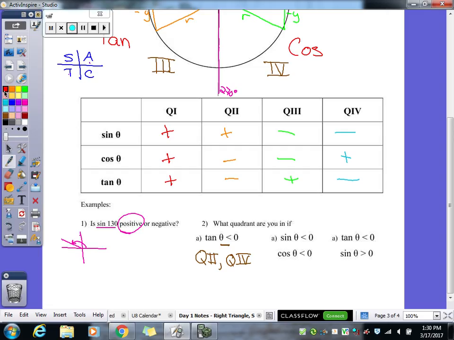All right, so sine here is less than 0, so my sine is negative. Cosine is also less than 0, so cosine is negative. So where are both sine and cosine negative? Quadrant 3.